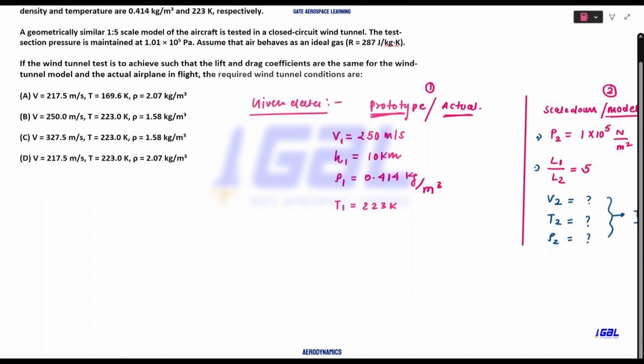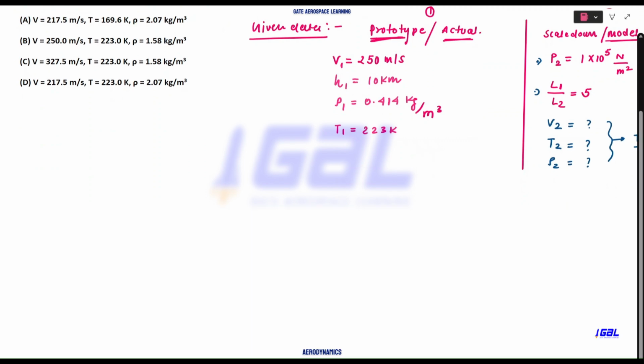They have given that the wind tunnel test is to be achieved such that the lift and drag coefficients are the same for the wind tunnel model and the actual airplane in flight. This is a very important statement they have given. That means they are saying that your CD and CL are the same for both the cases, that is, for the actual airplane and the small model.